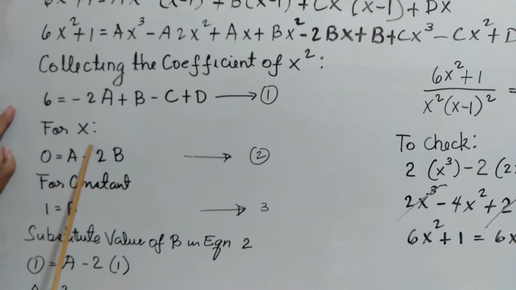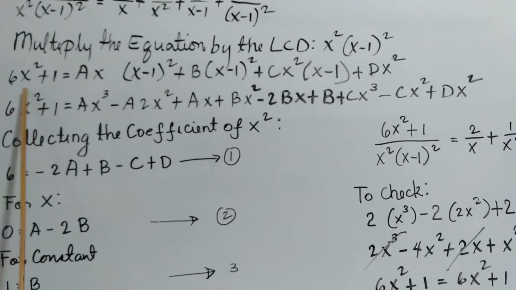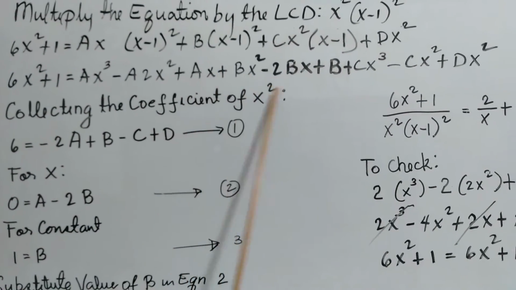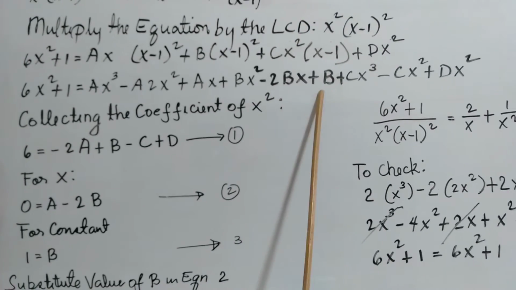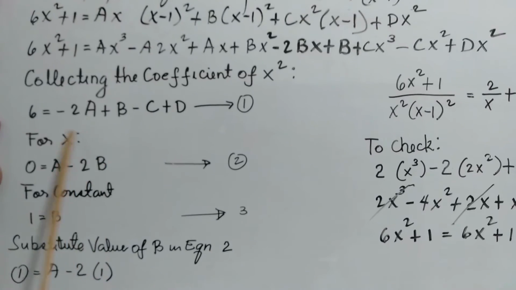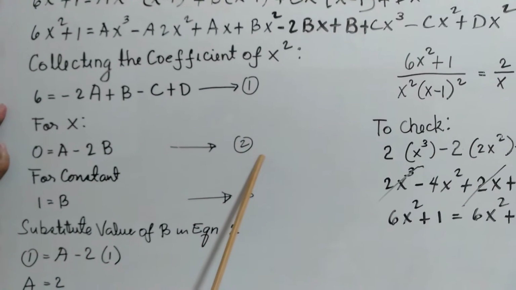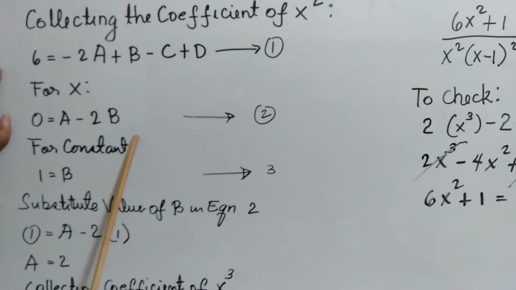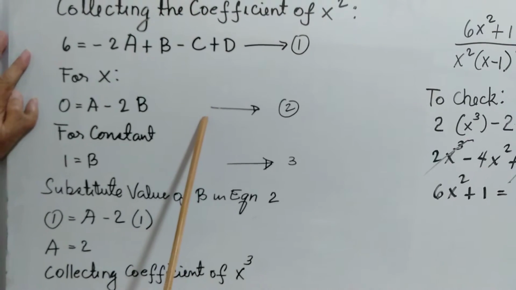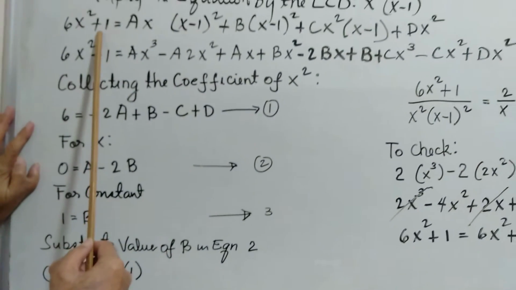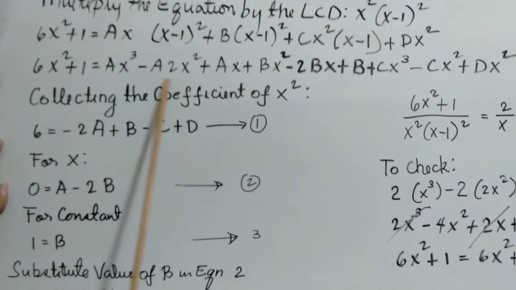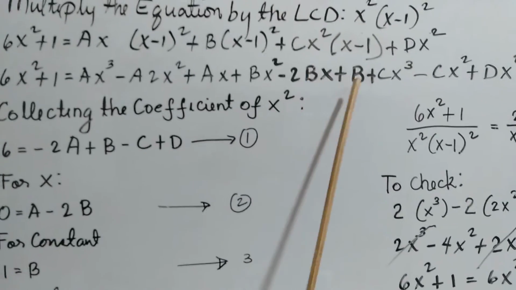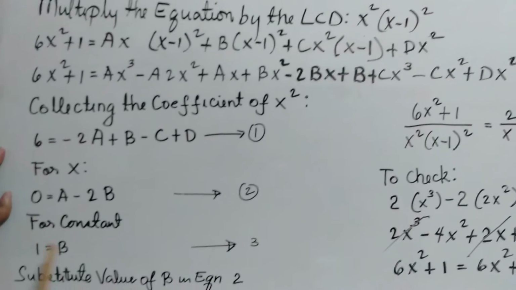Collecting the coefficient of x. Since on the left side we have no x, the coefficient of x here is a. The coefficient of x here is negative 2b, and there's no more. So we now have another equation. We call this one equation 2: 0 is equal to a minus 2b. Try another equation. For the constant, we have 1 on the left. For the constant on the right, we have b. 1 is equal to b. There's no more constants here. So b is equal to 1.